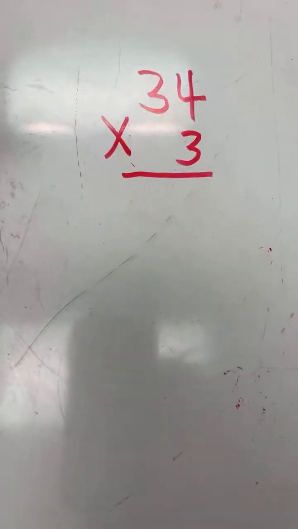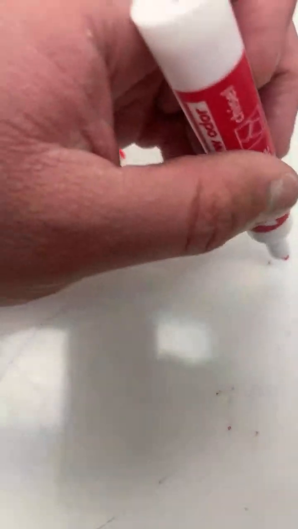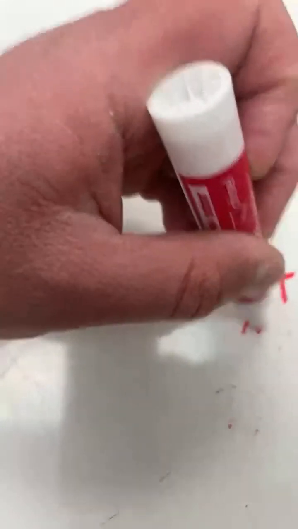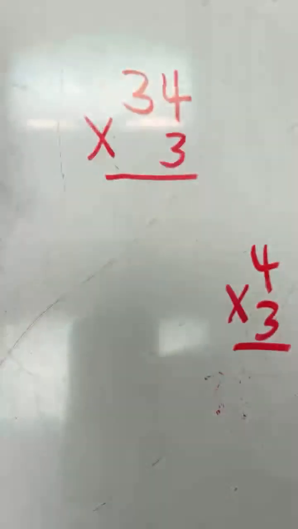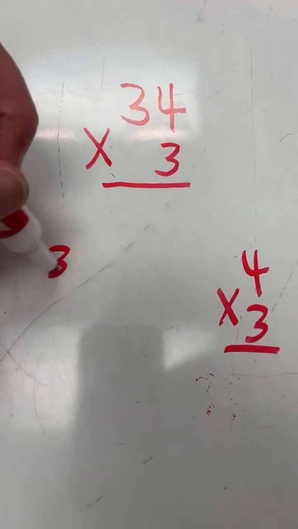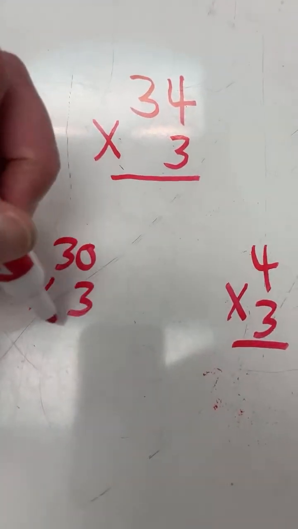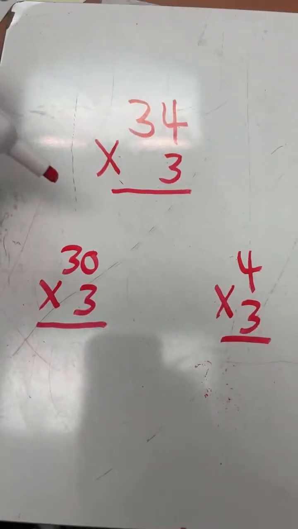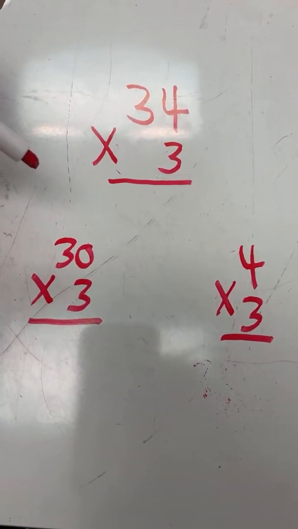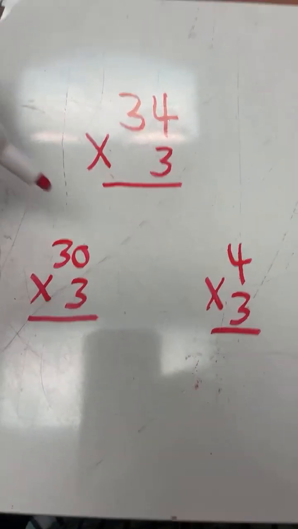34 times 3. So to get the answer to 34 times 3, we multiply 4 times 3. We multiply 30 times 3. And then we add our two answers together to get our final answer. So 4 times 3 equals 12.